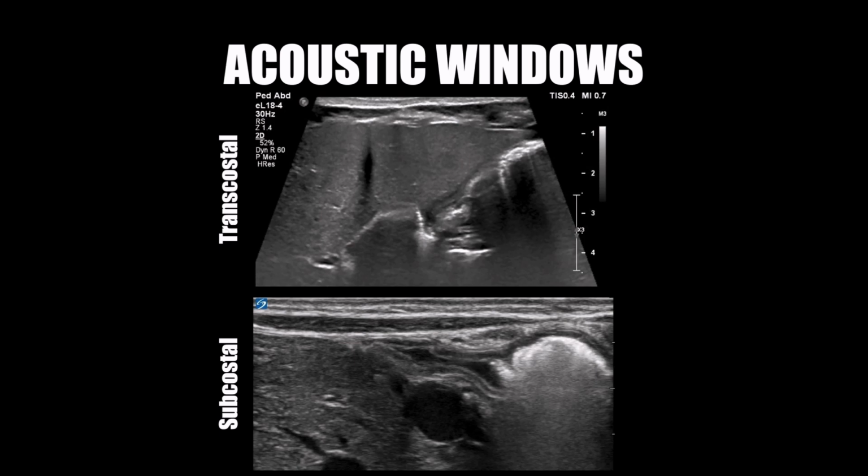Comparing these 2 images, you can get a sense, you get a lot closer to the pylorus by doing the subcostal approach, but you may risk overlying bowel gas getting in your way.